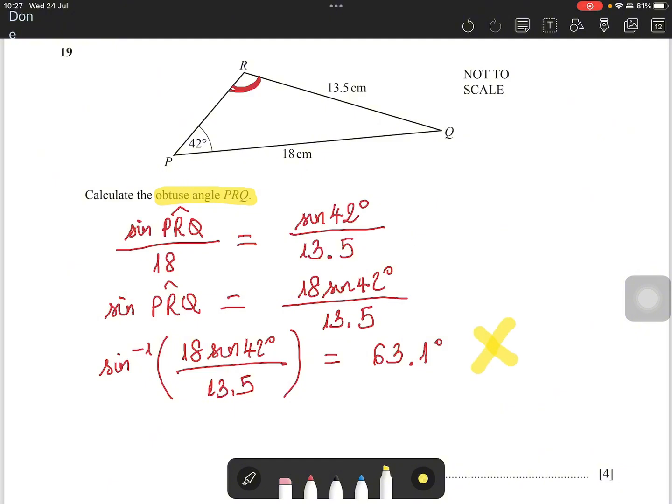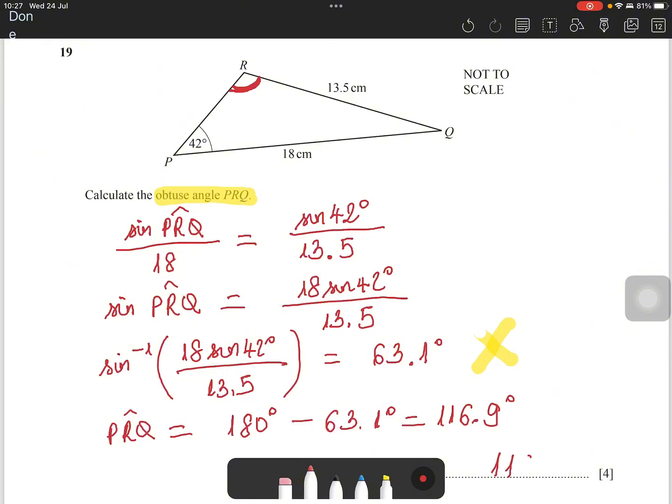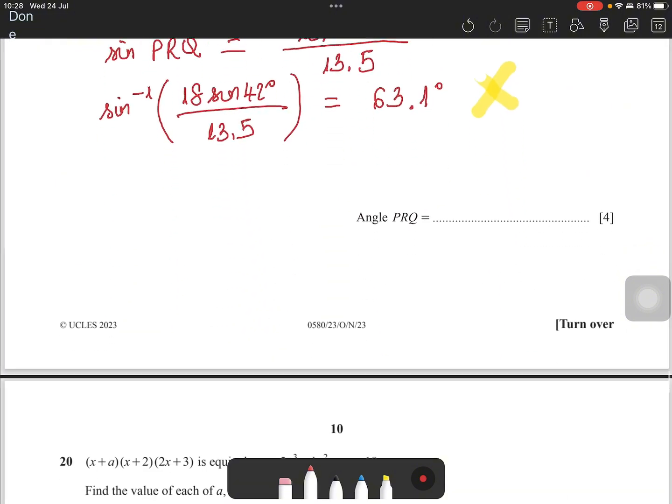63.1 is not an obtuse angle. So to find the obtuse angle PRQ, we need to subtract 63.1 from 180 degrees. So the answer is 116.9 degrees.